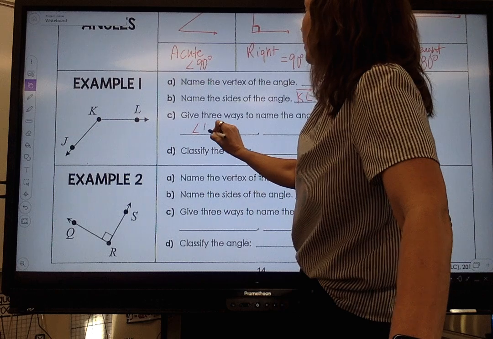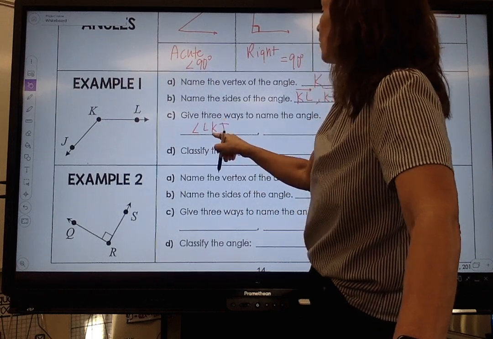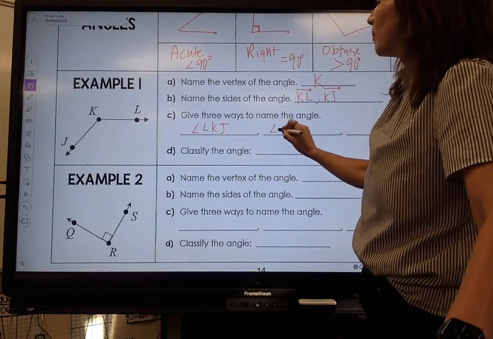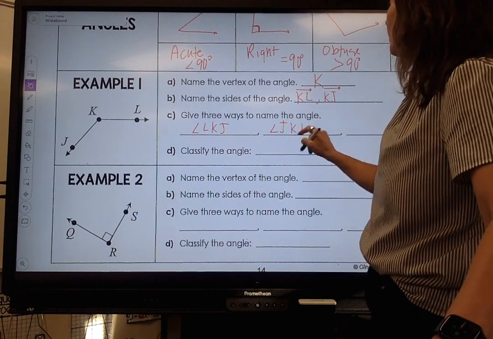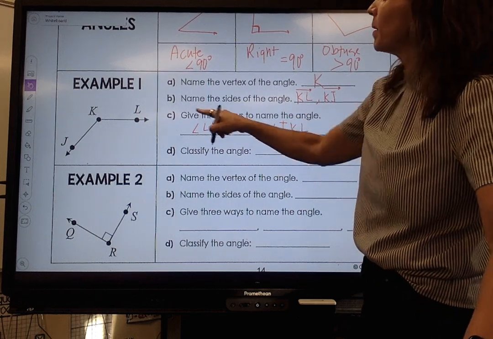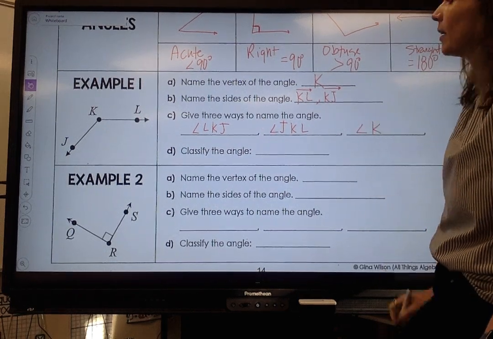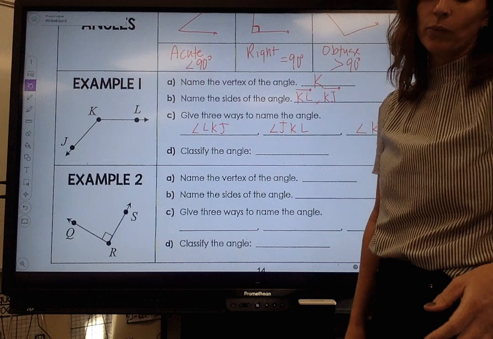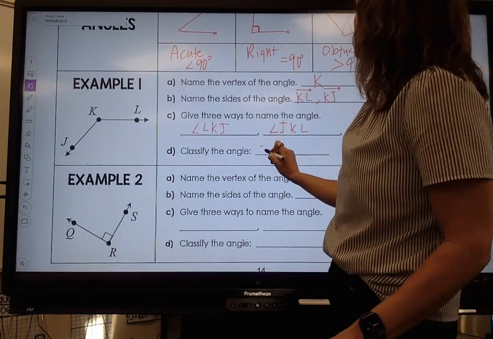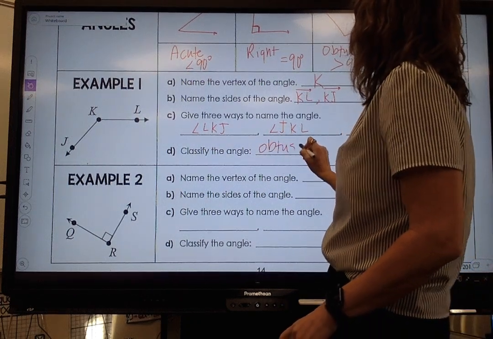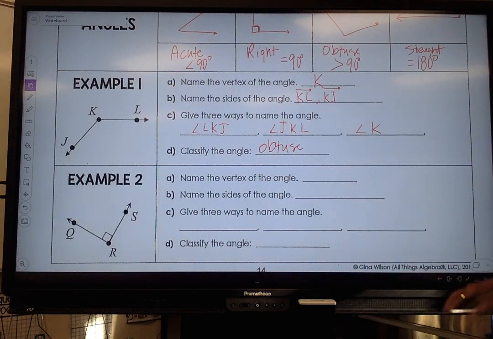Give 3 ways to name the angle. I can name it angle LKJ. Notice that the vertex is in the middle. I can name it angle JKL. Again, the vertex is in the middle. Because there is only 1 angle that I can see there, I can also name it angle K and use the vertex. And we classify that angle. It is obtuse. It is greater than 90 degrees.